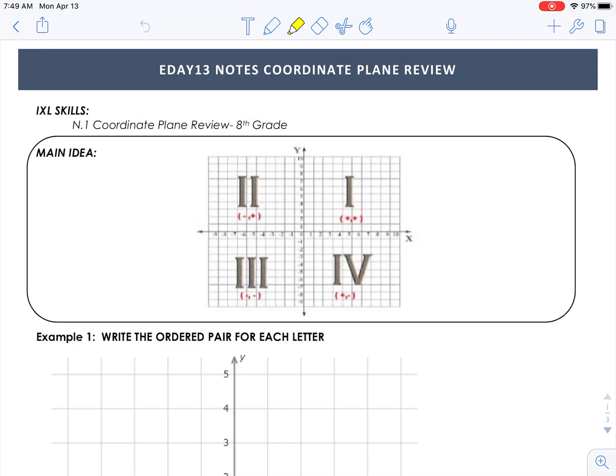We are done with all of our exponent properties. You worked on that for quite a while now, and we're going to move on to graphing. I want to spend the day today reviewing the coordinate plane. We are going to do N1 8th grade, and we do have to go to 100%.